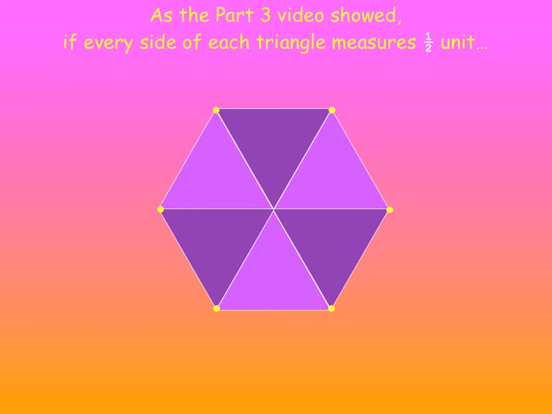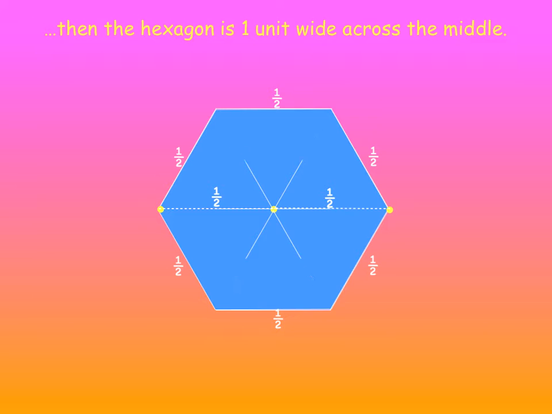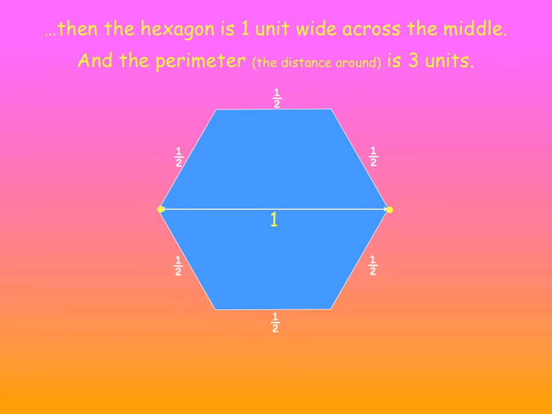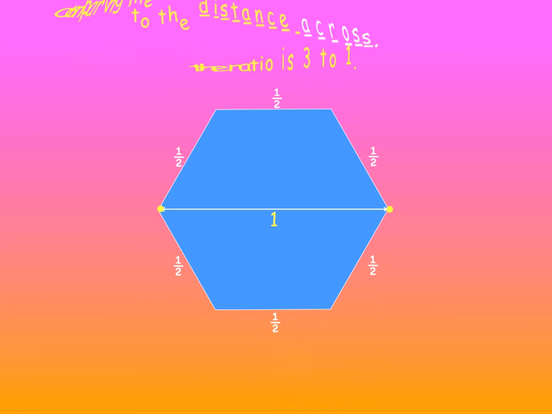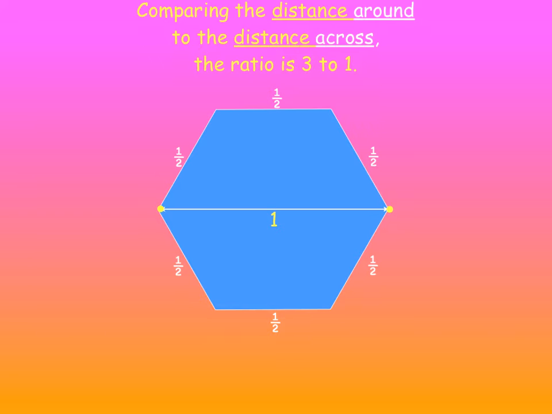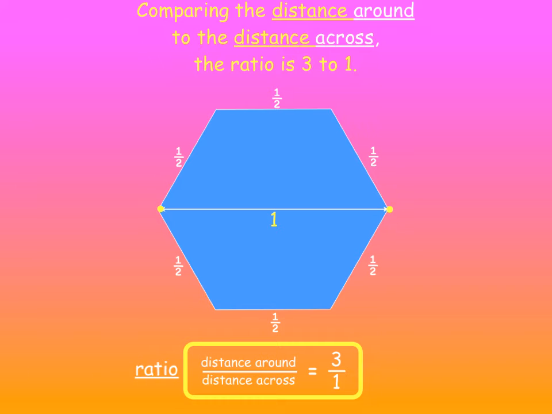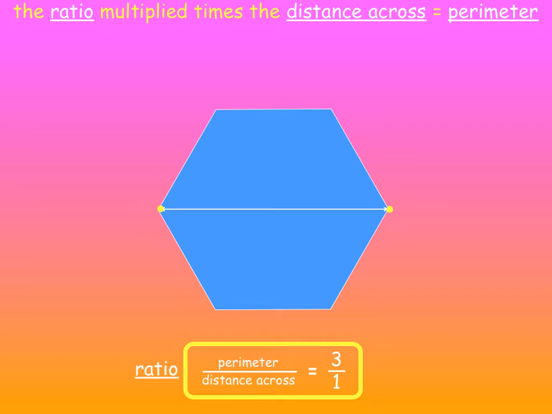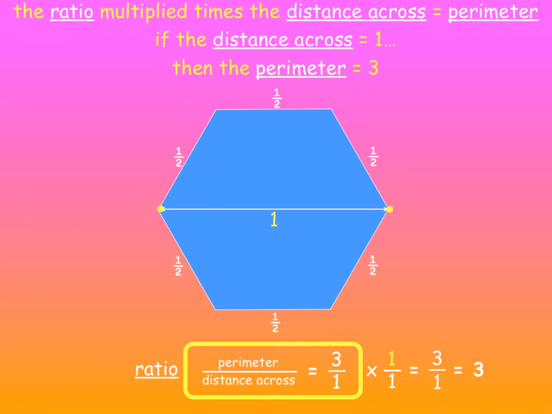As the part 3 video showed, if every side of each triangle here measures 1/2 unit, then the hexagon is 1 unit wide across the middle. And the perimeter is 3 units. Comparing the distance around to the distance across, the ratio is 3 to 1. The ratio multiplied times the distance across will give us the perimeter. So if the distance across is 1, we do our multiplying. Then the perimeter is 3.